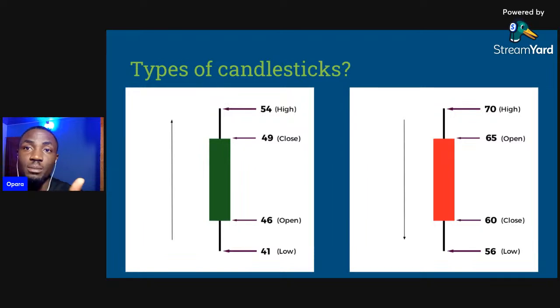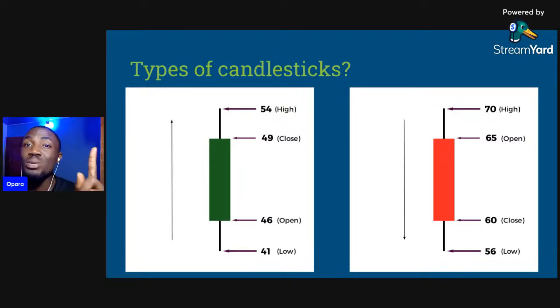So let's do an illustration with what we have on the screen here. You can see the first one, which is the bullish candlestick. Remember I said the bullish candlestick is when the market is advancing. Let's assume that this is a 30-minute time frame candlestick. Now we're talking about this green candlestick. The open of this candlestick is at $46. Case study: at $46. Then the moment the price opened at $46, the price began to go low, and it went as low as $41.